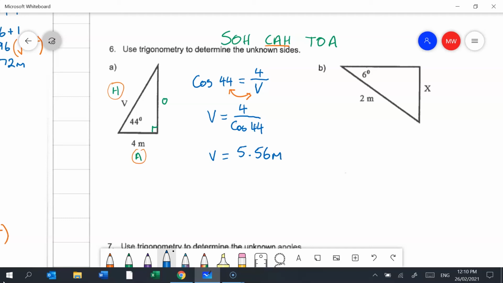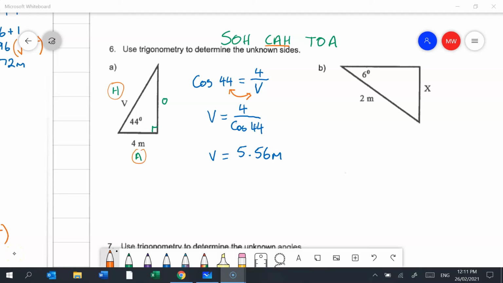5.56 meters. And just as a double quick check, I have a look and think 5.56 meters, the hypotenuse is definitely going to be longer than the short sides, so that would make that 5.56 and this 4, so yes, I've probably got that answer right.